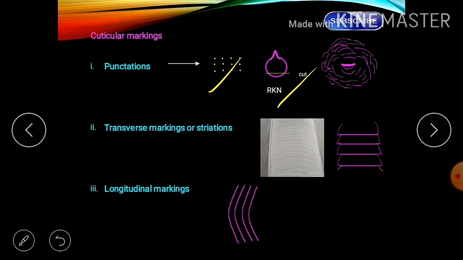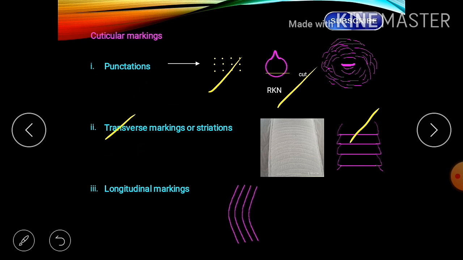Next one is transverse marking or striations. A transverse line that appears on the cuticle is known as transverse marking or striation, and each individual one is called a stria. The space between the striae is known as the interstitial region. These markings create a distinctive variation among plant parasitic nematodes and are often used by taxonomists for identification.